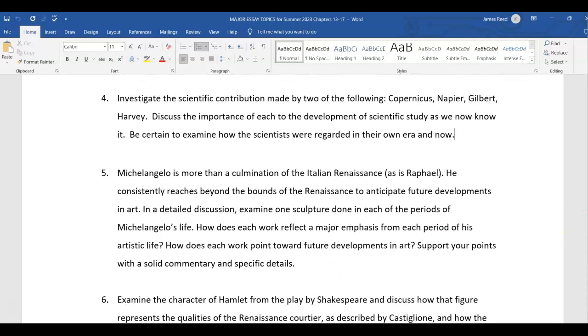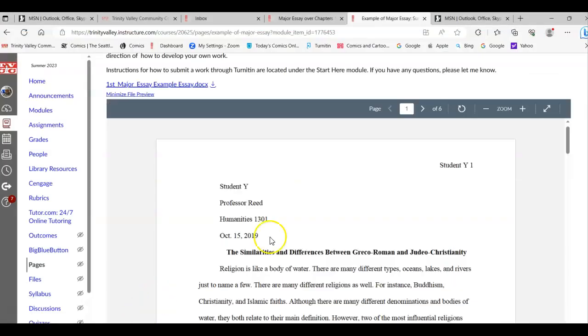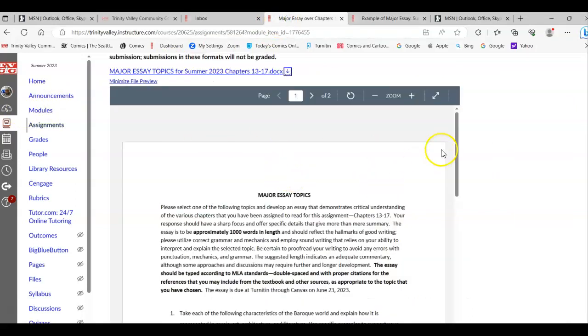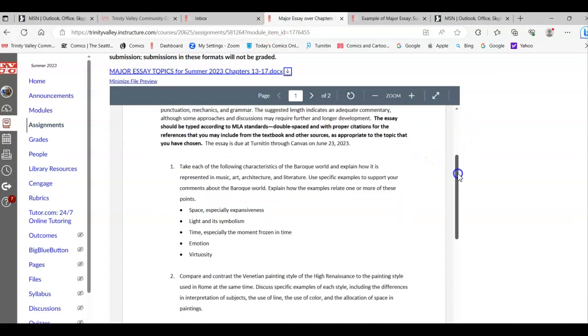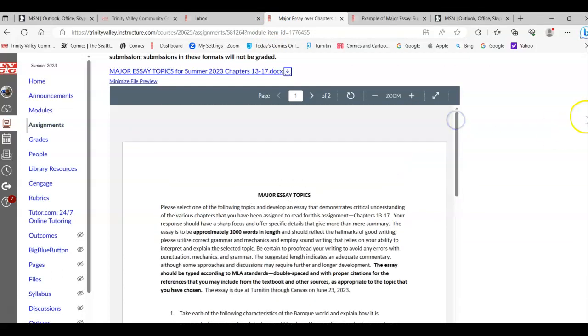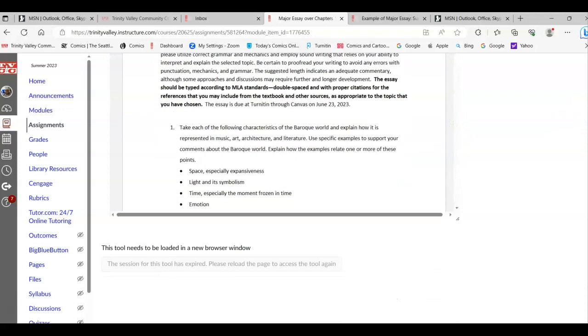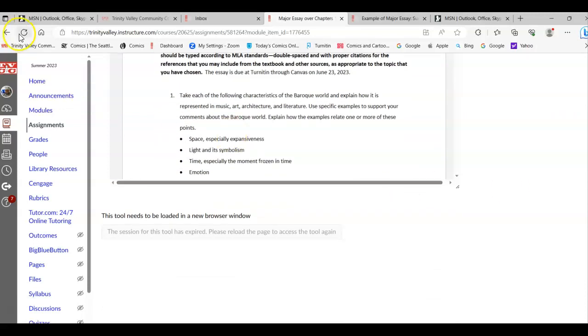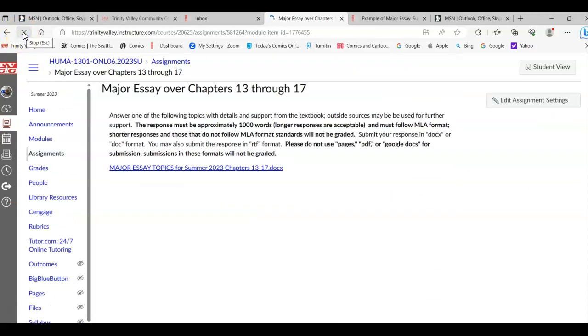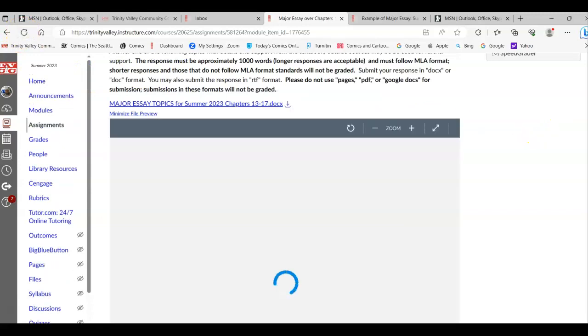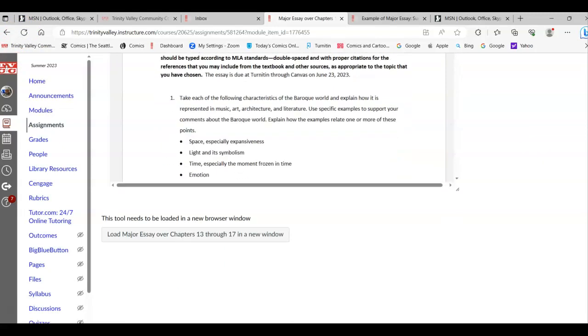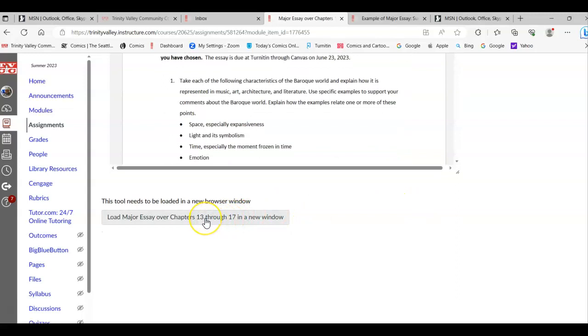Now I'm going to go back here. So there's your example. So I'm going to go back to the major essay. And so again, the way that you will do this, you'll write your essay, save it as a file on the computer, and then come to the assignment, and here at the bottom, you'll see this.